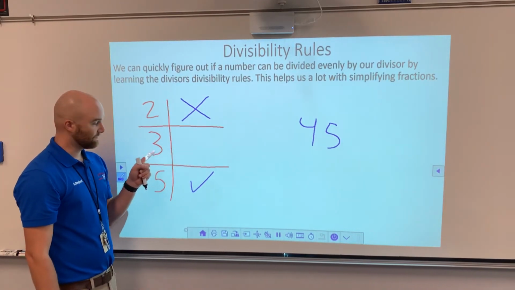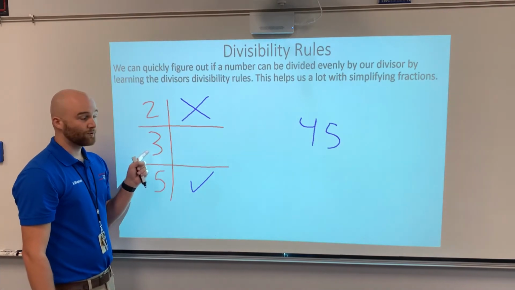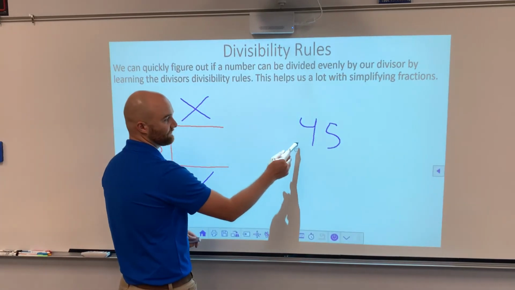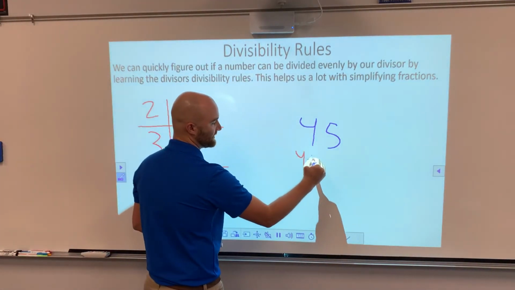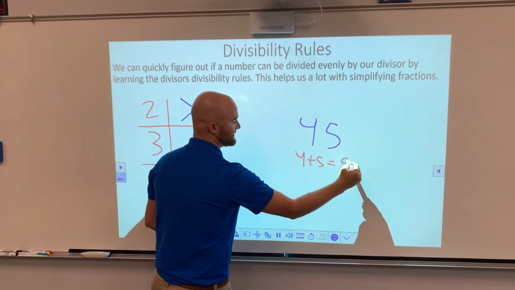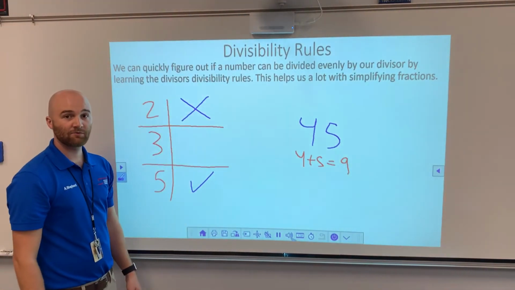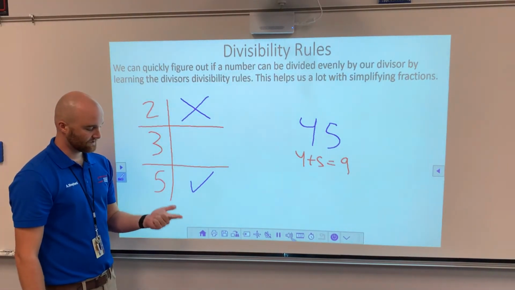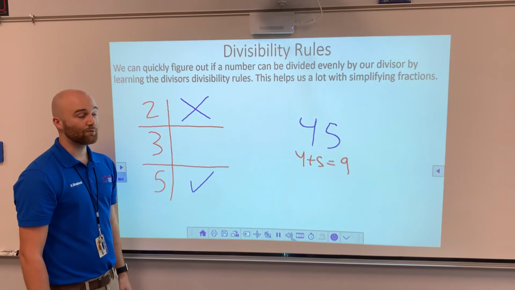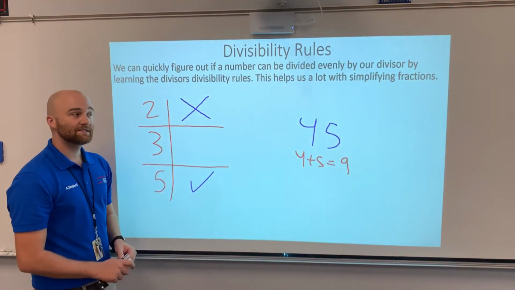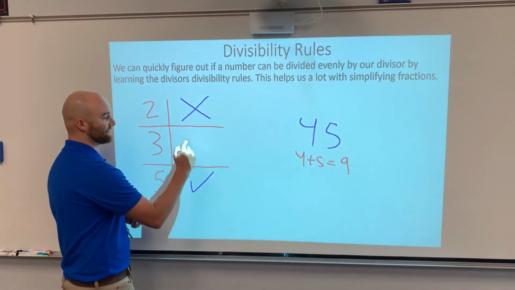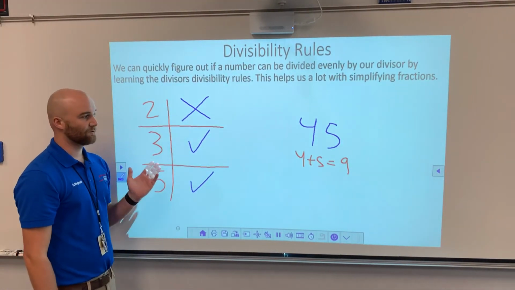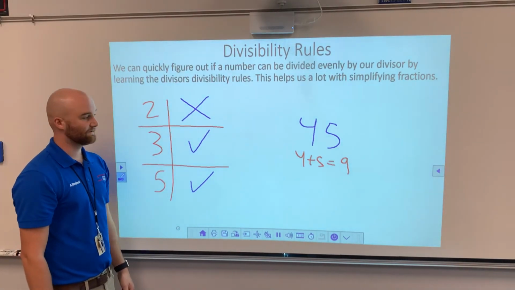Let's try one more. My 3 rule. My 3 rule says the sum of the digits is divisible by 3. So that means 4 plus 5, which gives us 9, is that number divisible by 3? Meaning, can I count by 3s to get to it? Let's try. 3, 6, 9. It looks like we can count by 3s to get to 9. That means that 45 is divisible by 3. 45 divided by 3 will give us a nice, neat number, because 45 divided by 3 gives us 15.